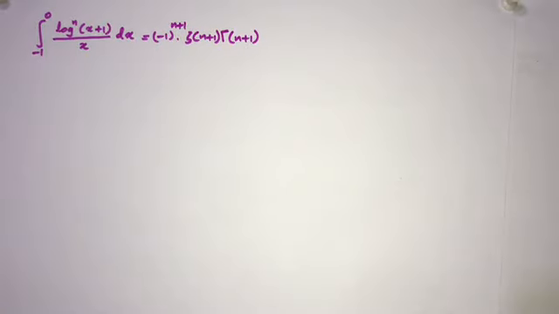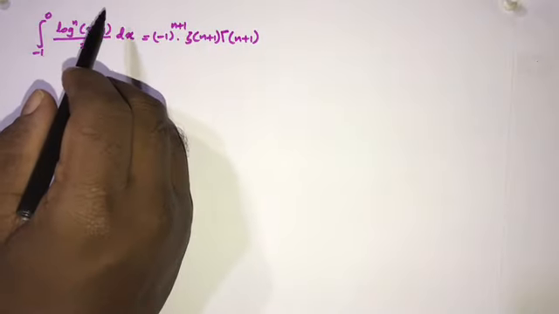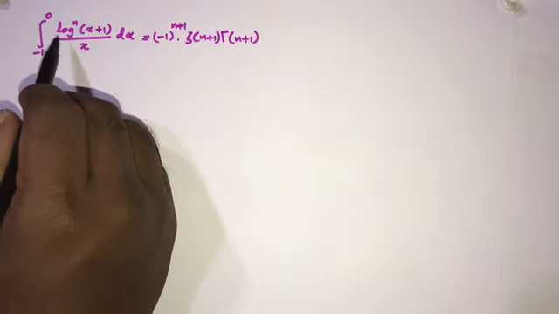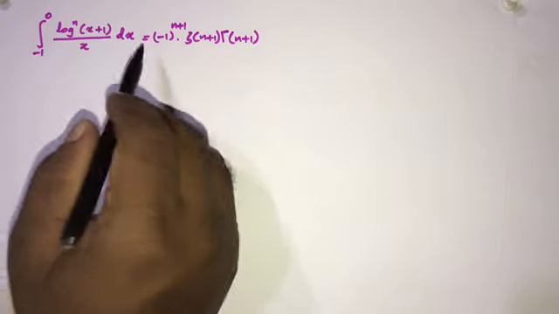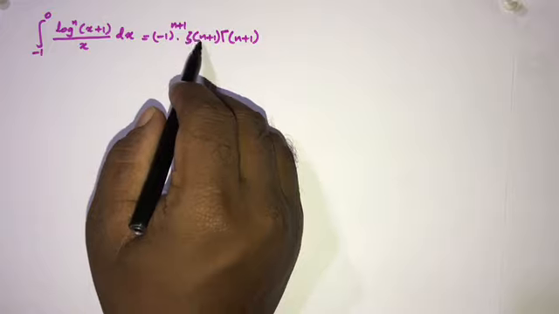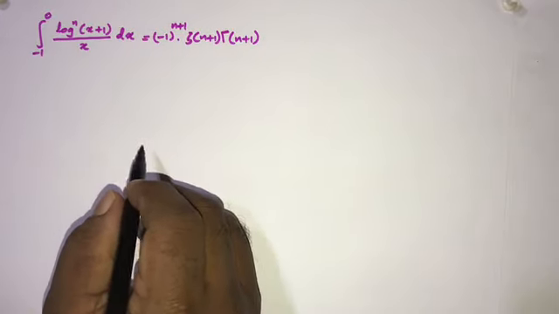Today we are going to solve another interesting integral. The question is: show that the integral from -1 to 0 of (natural log of (x+1))^n over x dx is equal to (-1)^(n+1) times zeta of (n+1) times gamma of (n+1). Well, how to begin?